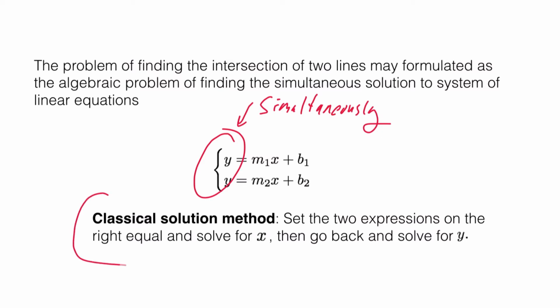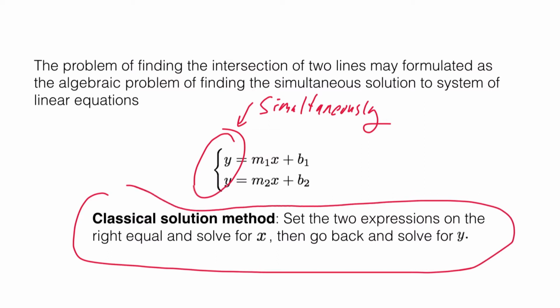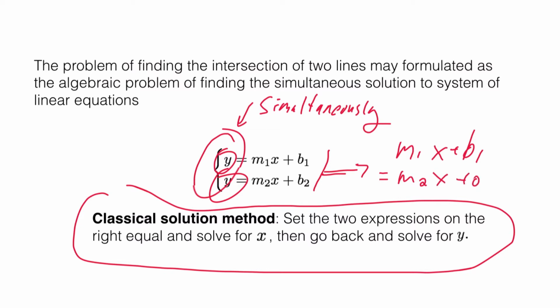So I think that the easiest thing to do is what I'm calling the classical solution method. So we essentially say, well, I have one expression for y, I have another expression for y, so I can just set these equal. So I can say m1x plus b1 should be equal to m2x plus b2. This will help me determine the x value. I'll solve this as an algebraic equation in x. And then once I have the x value, I'll plug back into either line and get the y value. And this will tell me the point in the plane at which the lines are intersecting.